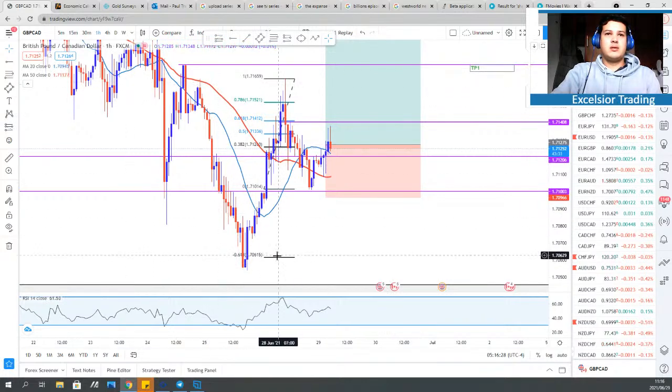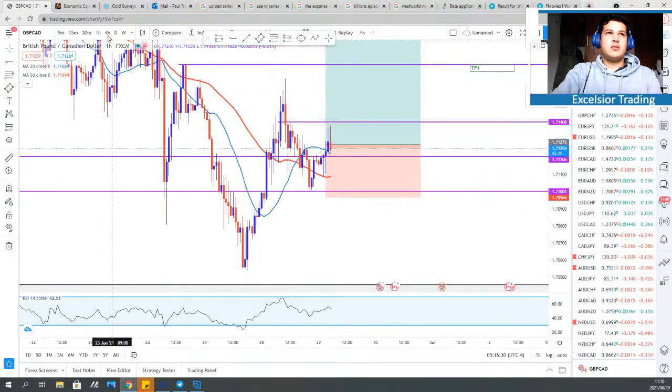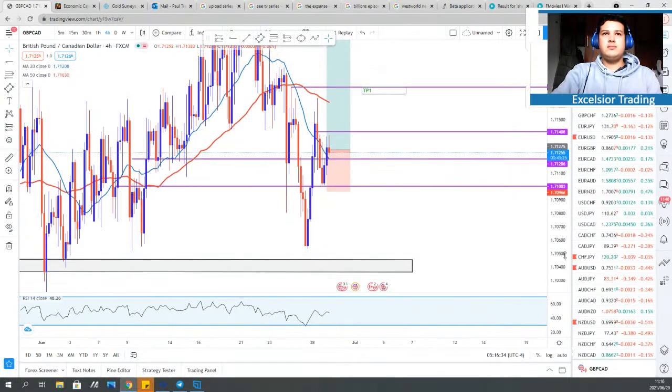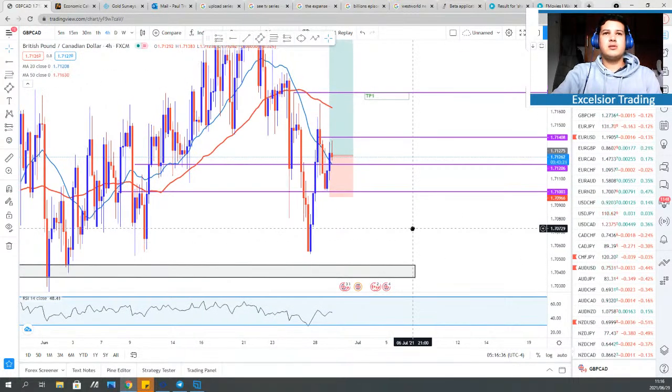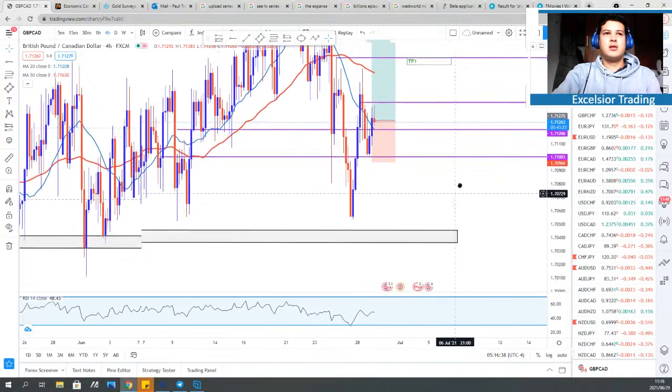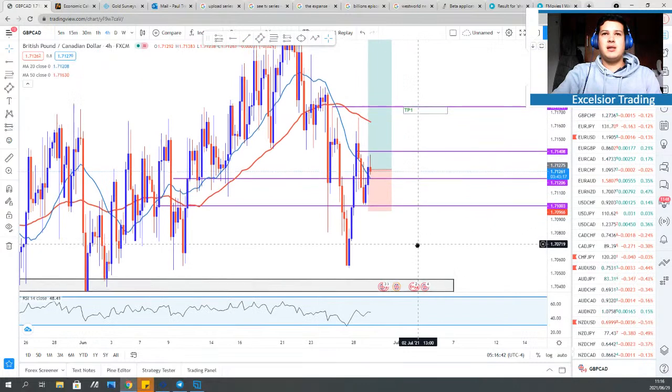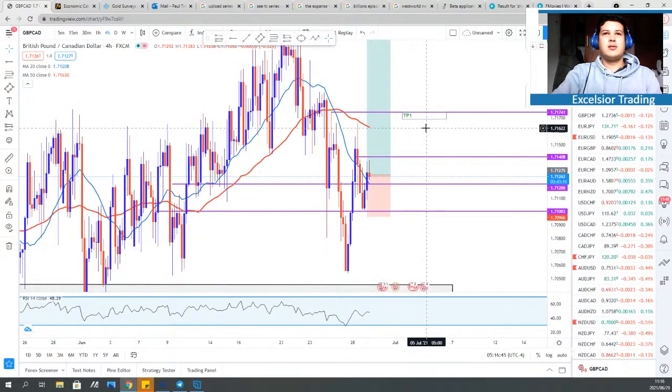So I don't know, guys. Let's go to the 4 hour. This new 4 hour candle is opening. The reason why I took this trade is it is in that range. Right, so I'm trading the range going to the upside.